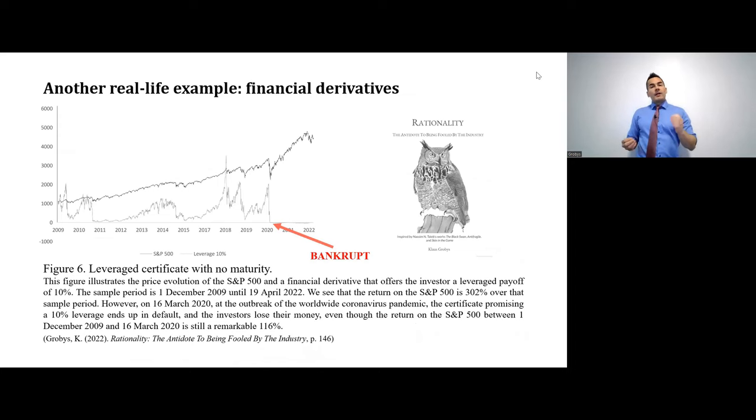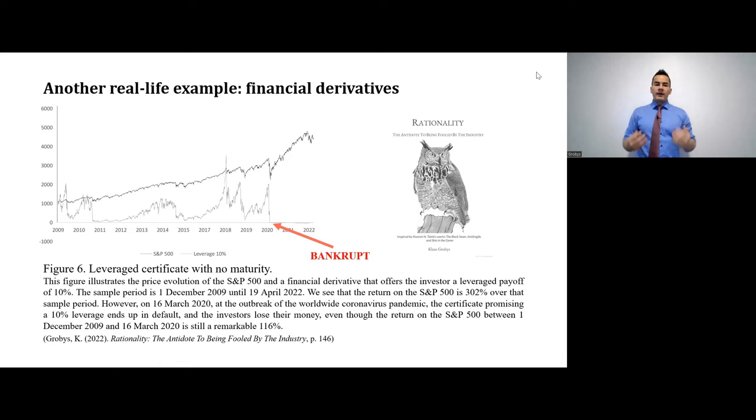Another real life example, let's talk about financial derivatives. This example I have adopted from my book, Rationality, the Antidote to Being Fooled by the Industry. This book I published this year, and it deals obviously also with discontinuity and concentration across different domains of human life. In the chapter dealing with savings and investments, I have this one example here of leveraged certificates with no maturity. It's figure 6 in my book.